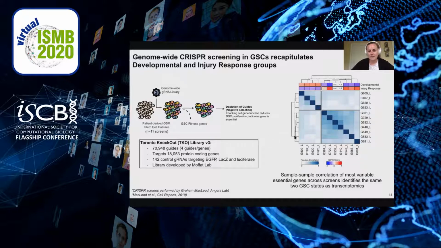So we identified a list of essential genes for each sample, and then we just did a simple sample-to-sample correlation to help us identify groups of samples with the most similar gene essentiality profiles. And what we found was that the gene essentiality profiles formed two groups, and then when we compared that to our transcriptomic scores for the developmental and injury response phenotypes, it actually overlaid quite well. So we found that in addition to the transcriptomic data identifying these two GSC states, it also is read out in similar ways using our functional data with CRISPR screening.